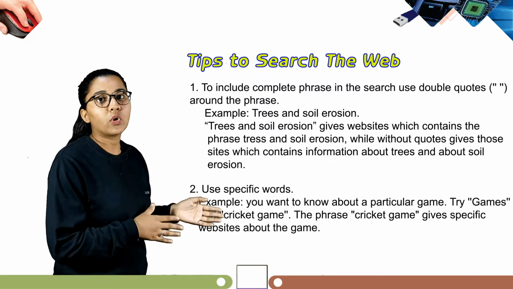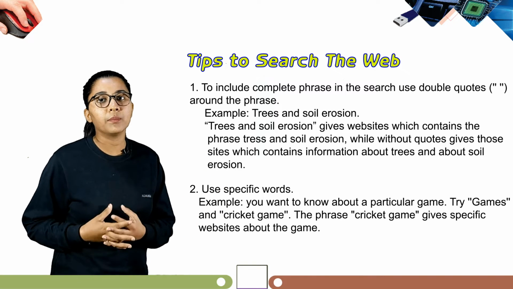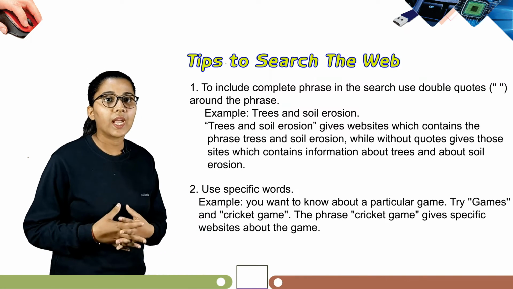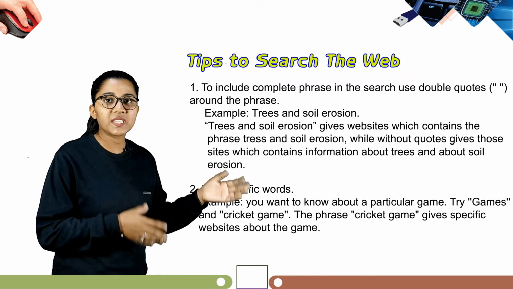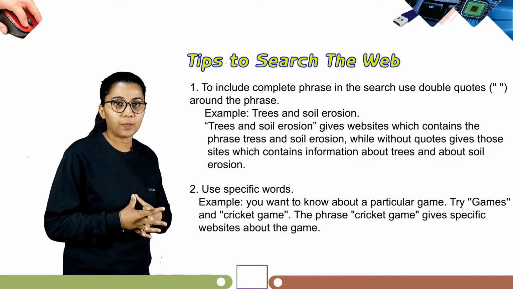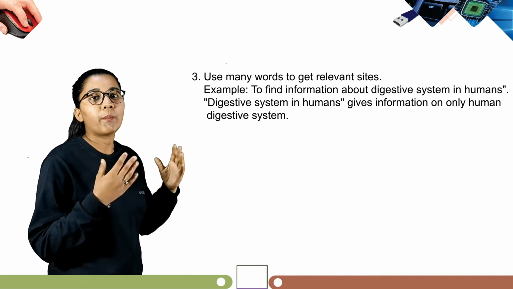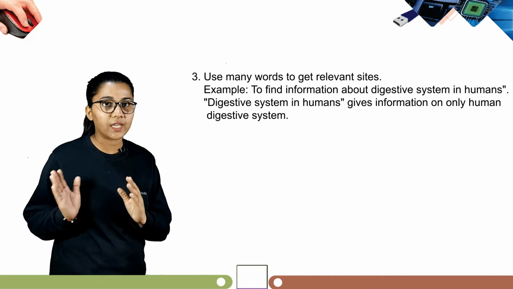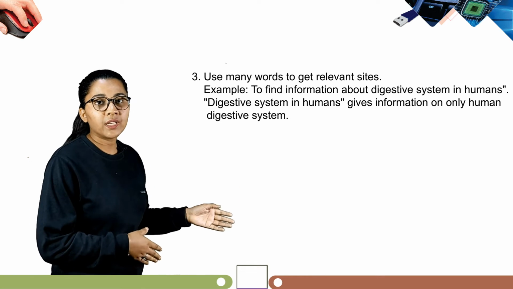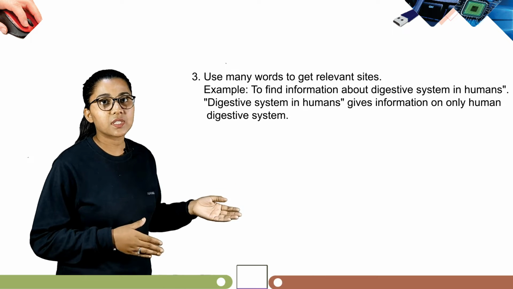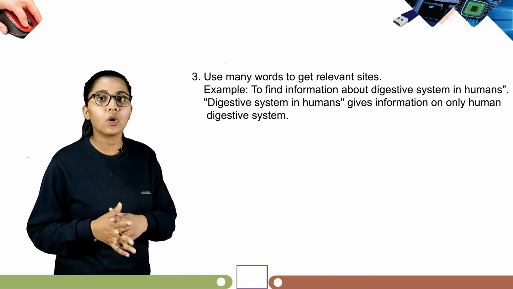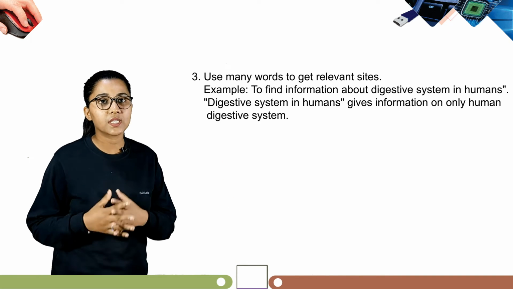Second, use specific words. Example, you want to know about a particular game, try games and cricket game. The phrase cricket game gives specific websites about the game. Third is use many words to get relevant sites. Example, to find information about the digestive system in human, "digestive system in human" gives information on only human digestive systems.